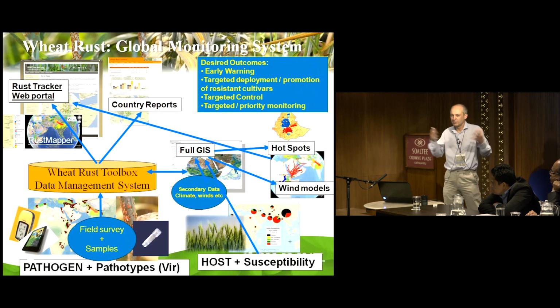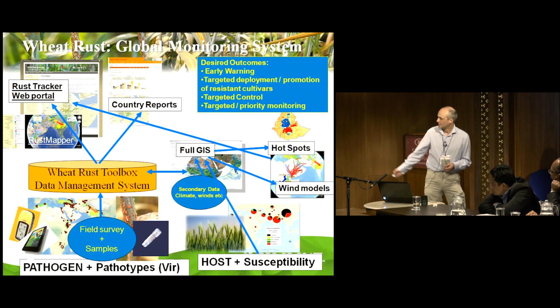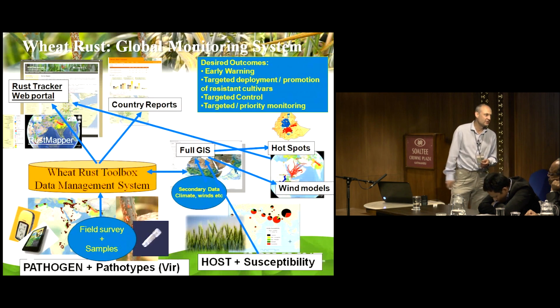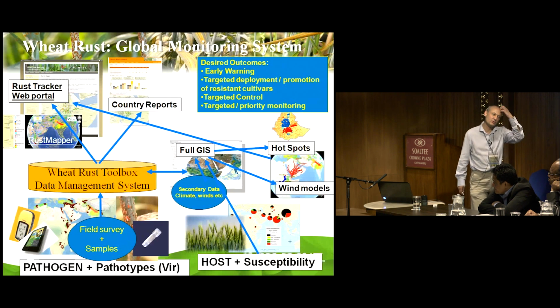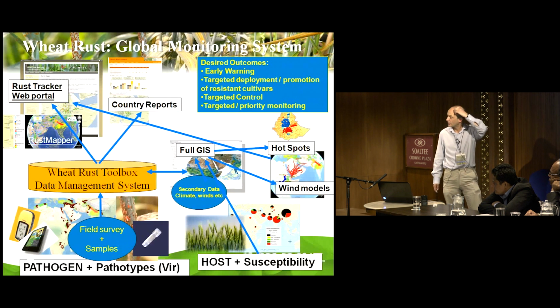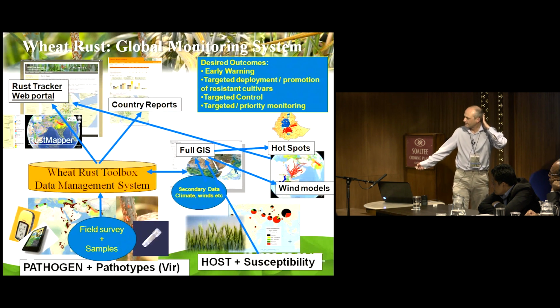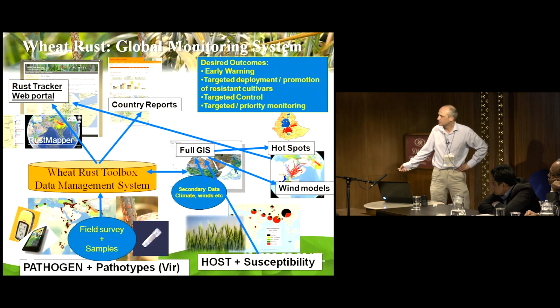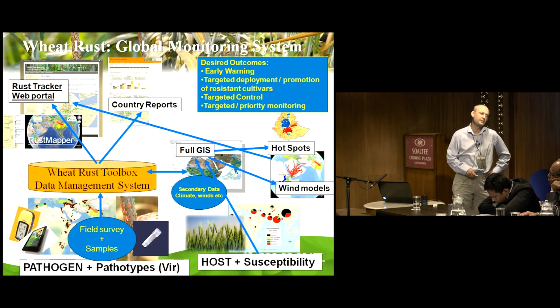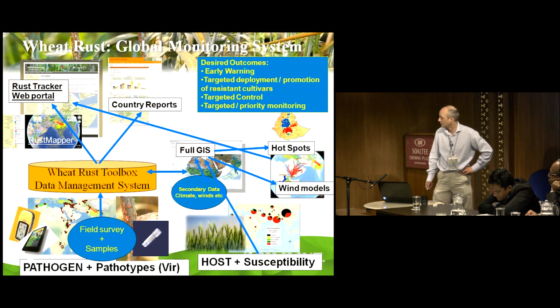So when we put together the global rust monitoring system, this was basically the schema. From the pathogen side, the field survey, the sampling, is the foundation for everything. We put together a data management system, which we called the Rust Toolbox, working with colleagues at the Global Rust Reference Center in Denmark. We also have information around the host and susceptibility. So we've got the Wheat Atlas, we've also got wheatpedigree.net, so there are information resources there, but we need more in this area for sure.